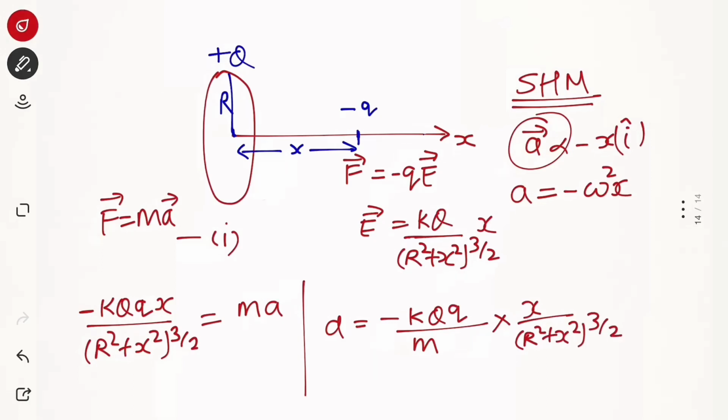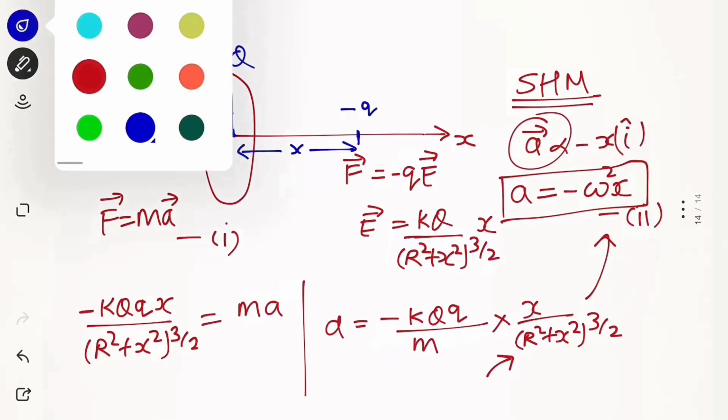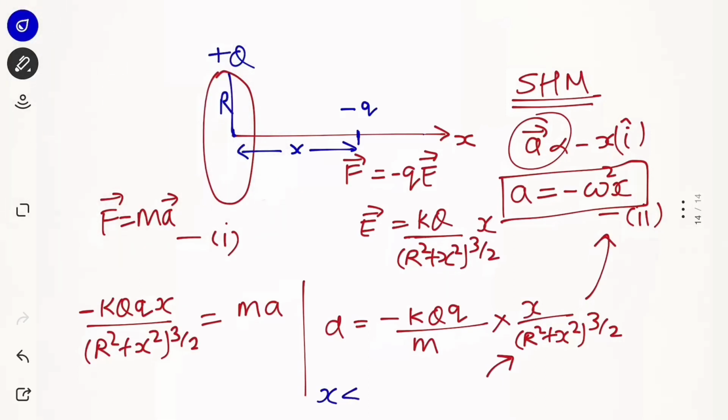So here if you compare with this equation, acceleration equals minus omega square x. So both equations are similar when we eliminate this term, and for that it was given there that x was very less than r. We had this condition. Now how are we going to proceed with this condition?